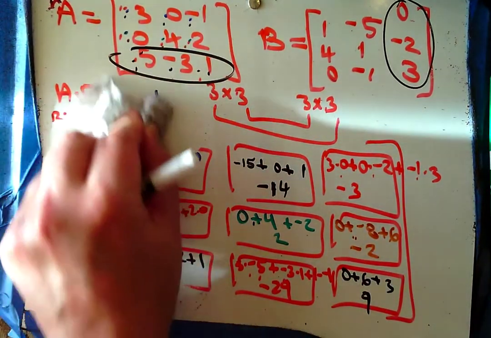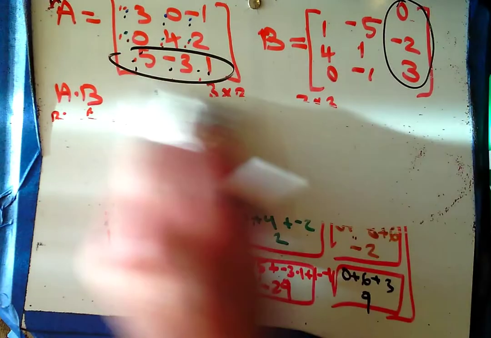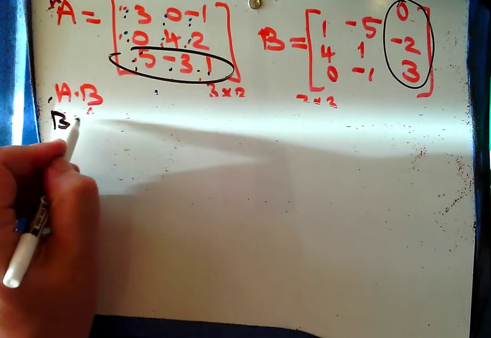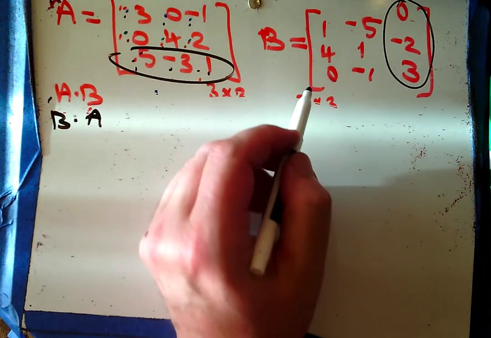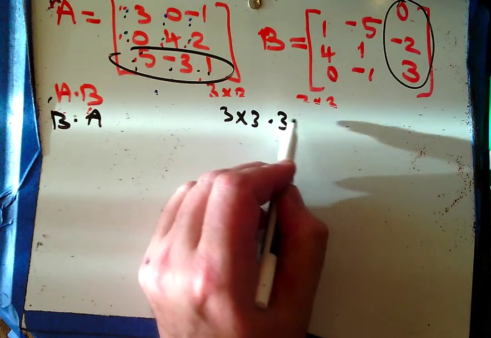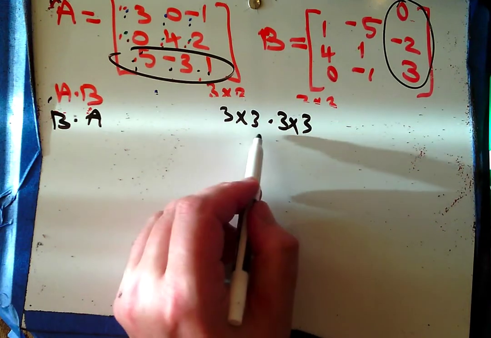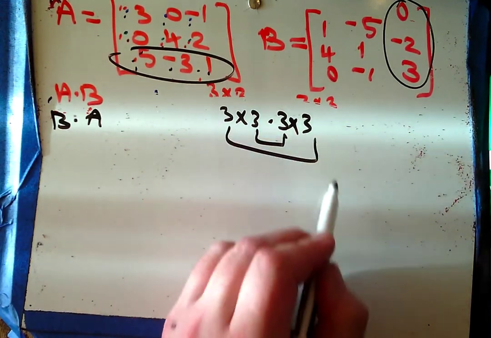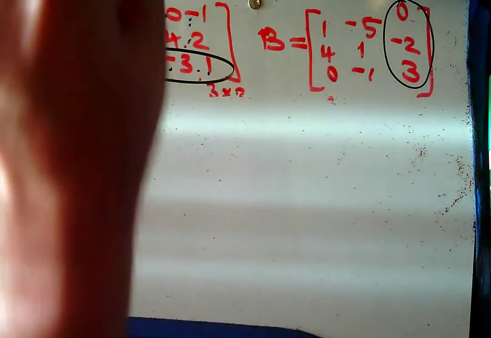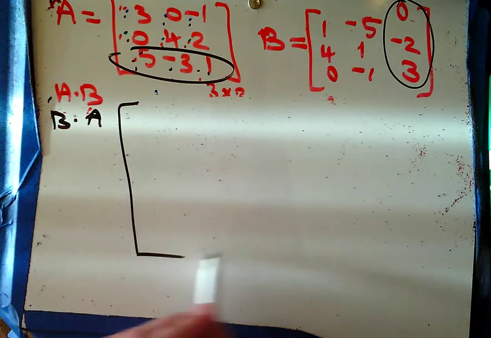But what about doing B times A? Well, there's a 3 by 3 times a 3 by 3. Yes, possible. Yes, a 3 by 3 will be the product. So let's now multiply these.